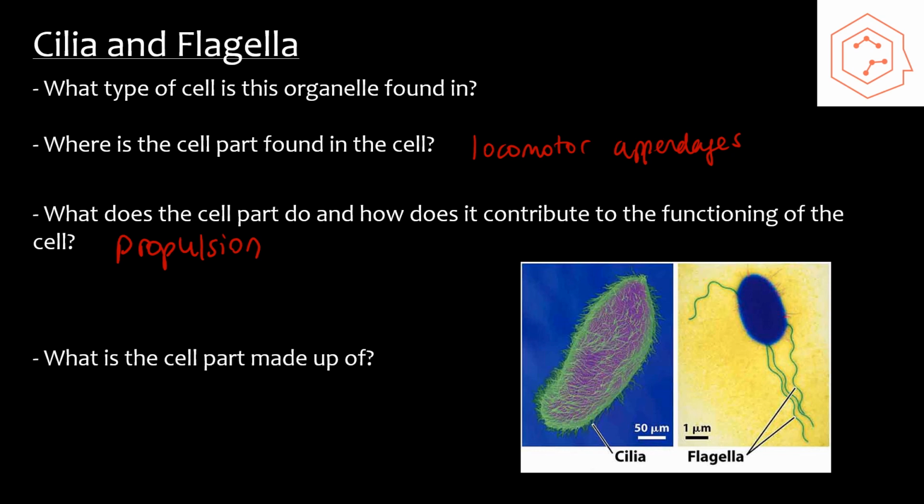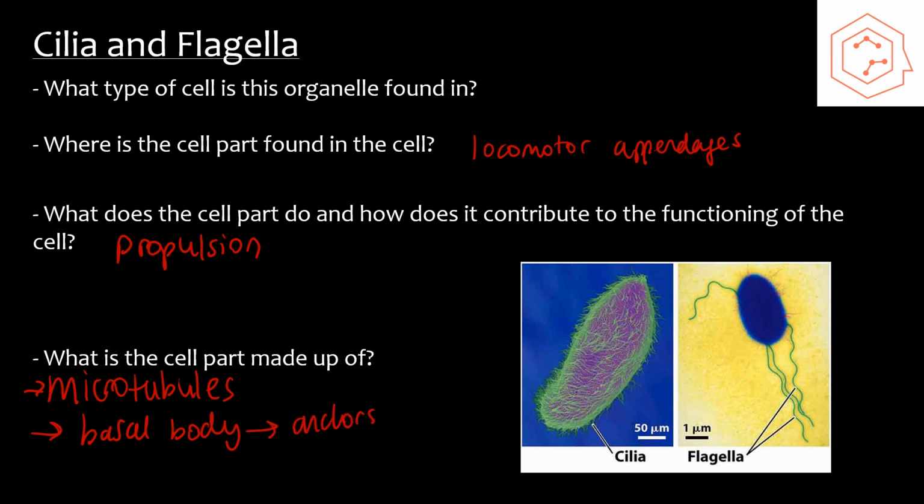The cell part is made up of microtubules, and then I'll talk about the specific associated proteins. Cilia and flagella have a common structure: a core of microtubules that are encased by plasma membrane, and then a basal body that anchors the cilia and flagella. And then you have a protein called dynein. This is a motor protein that drives the bending movements.